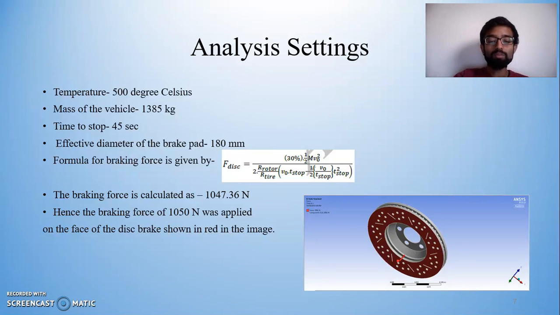Now the formula for the braking force is given by this formula right here. So after plugging in the values, I derived the braking force to be around 1047.36 Newton. So for the sake of simplicity, I applied a force of 1050 Newton on the face of the brake pad, which is shown here in this image. So the red face is where I applied the braking force.